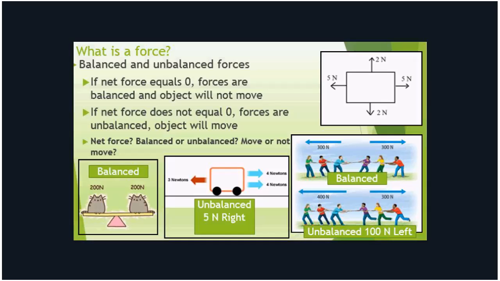The picture above has someone pulling to the left at 300 newtons and 3 people pulling to the right at 300 newtons. Those numbers are the same. If I subtract, I should get 0 newtons. And anytime you get 0 newtons, that's a balanced force and they're not going to move.